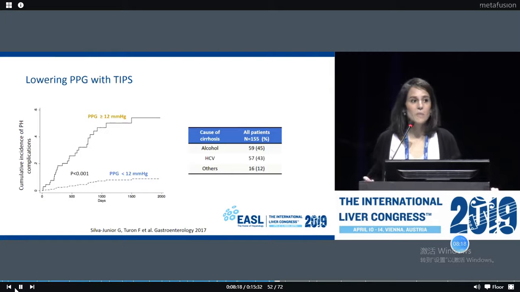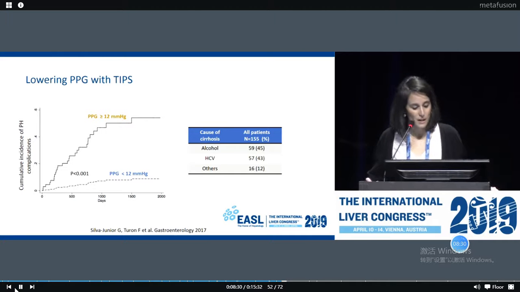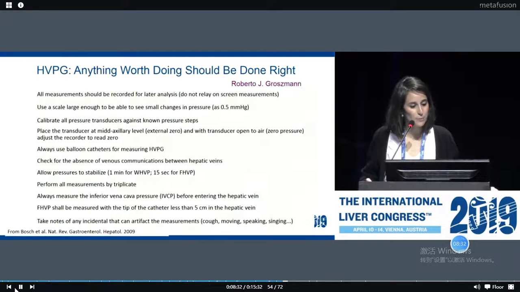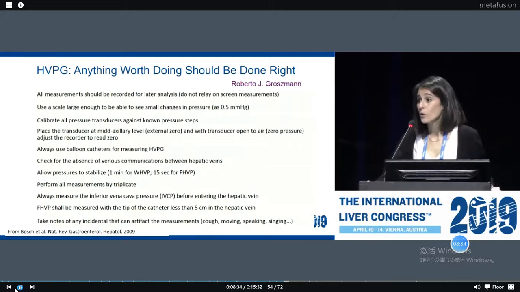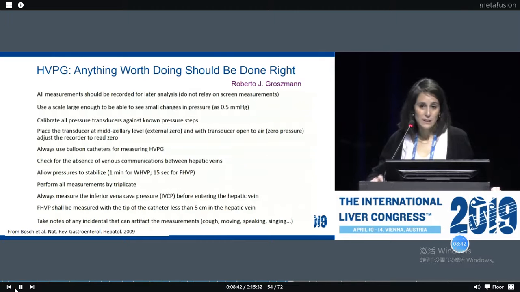Not only with medical treatment, but also decreasing the portal pressure gradient by placing TIPS has an impact on survival, and again the threshold of 12 millimeters of mercury has been associated with better survival during follow-up. So we can get a lot of prognostic information from the HVPG measurement.